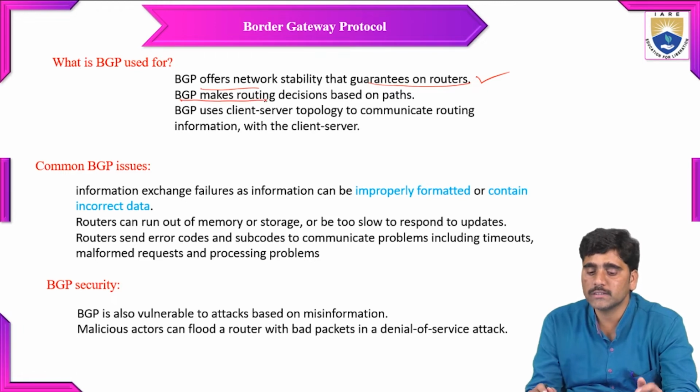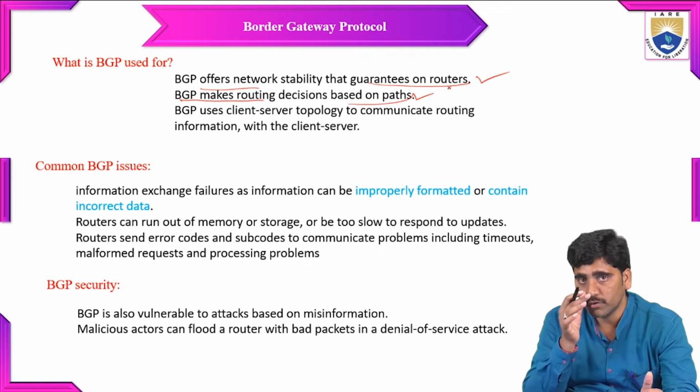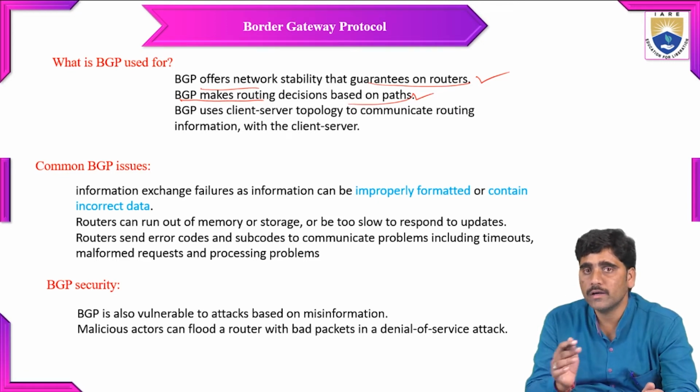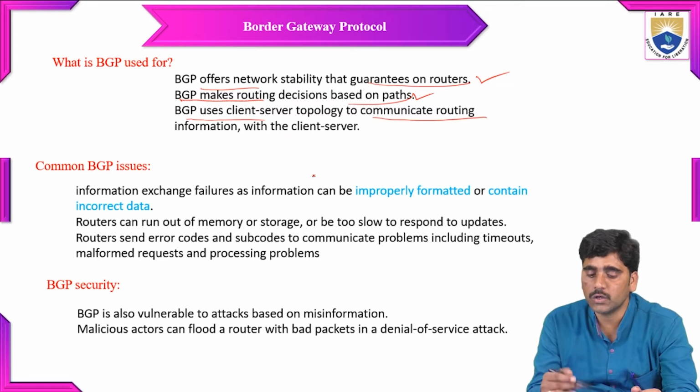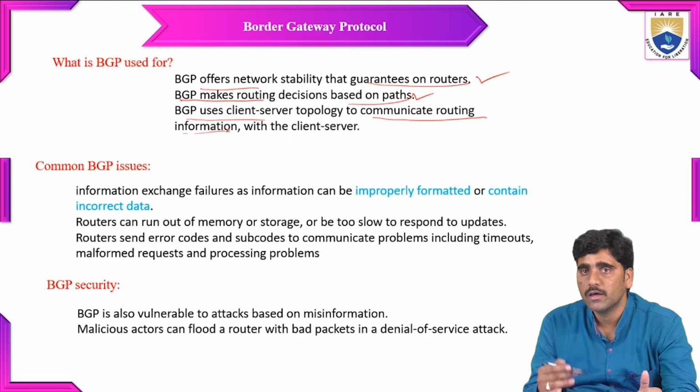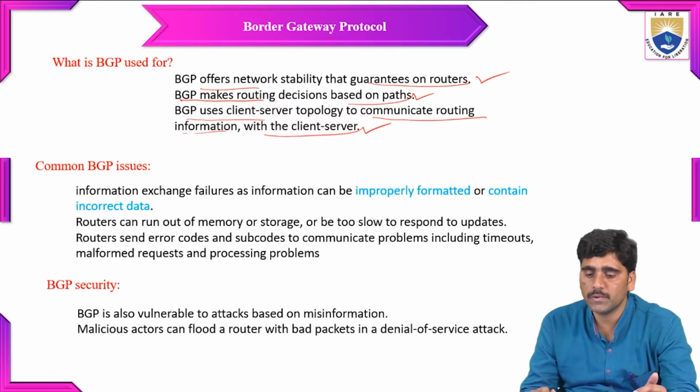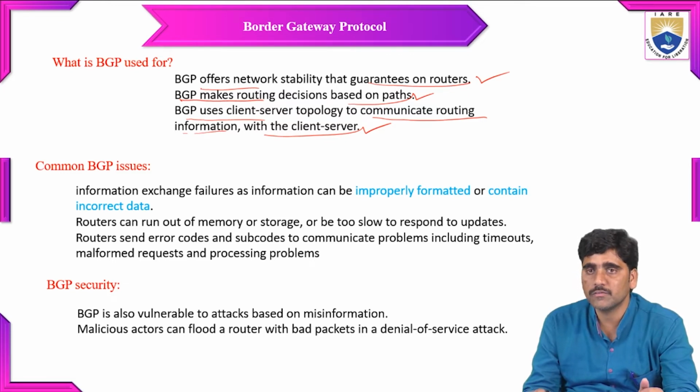And BGP makes routing decisions based on paths. So which path is better to provide a transmission, and which routing is better to forward the packets. And BGP uses client-server topology to communicate routing information between the client and server. And some common BGP issues.